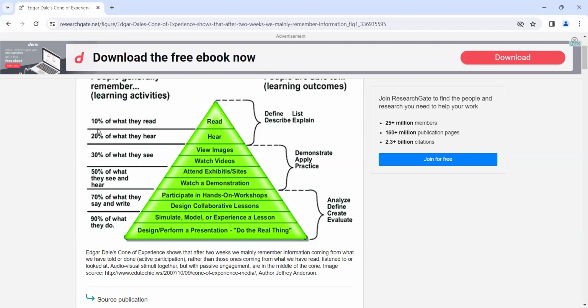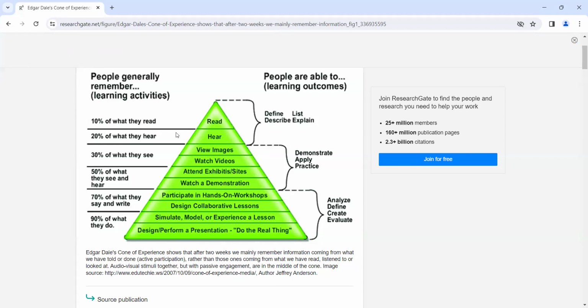But if you look at the classrooms today, most of the time you get the students to read and learn. But according to Edgar Dale, they will remember only 10% of what they read. Okay? Now, if you get them to hear, that means you're going to explain. The teacher is talking. The students are listening and they hear. Much of the lessons are like that in the schools, right?